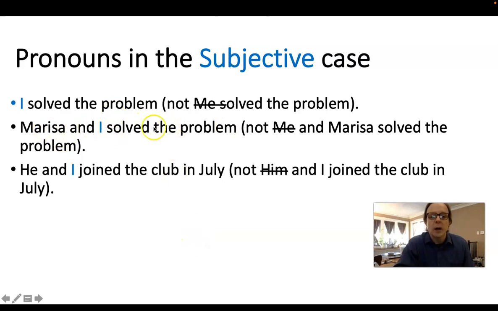Marissa and I solved the problem. So I is, again, part of the subject. He and I join the team. These are subject pronouns. All these are acting as subjects of your sentences, so we're using I.